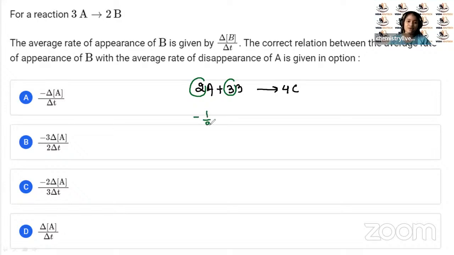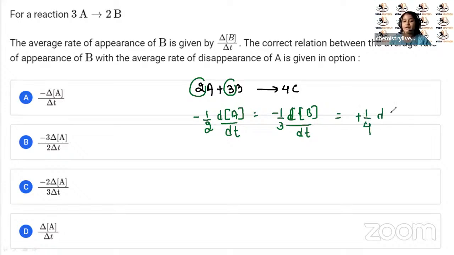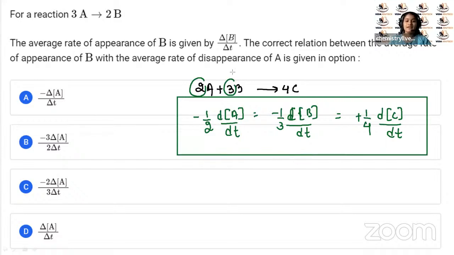So we'll write minus 1 by 2 dA by dt is equal to minus 1 by 3 dB by dt is equal to plus 1 by 4 dC by dt. So what are all these, children? These all, the entire thing is the rate of reaction. This thing entirely is called as what, children? This thing is called as the rate of reaction.